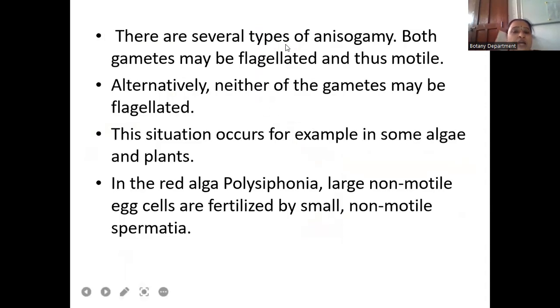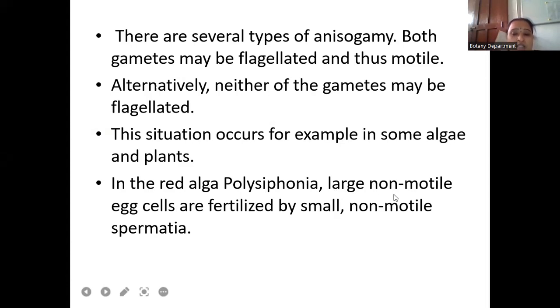There are several types of anisogamy. Mainly, both gametes may be flagellated and thus motile. Male and female both have flagella present. Alternatively, neither of the gametes may be flagellated. This situation occurs, for example, in some algae and some plants also. The best example for anisogamy you can study is a phycology member, the red alga Polysiphonia. The best example for sexual reproduction in anisogamy type is the red algae or Rhodophyceae, for example Polysiphonia.